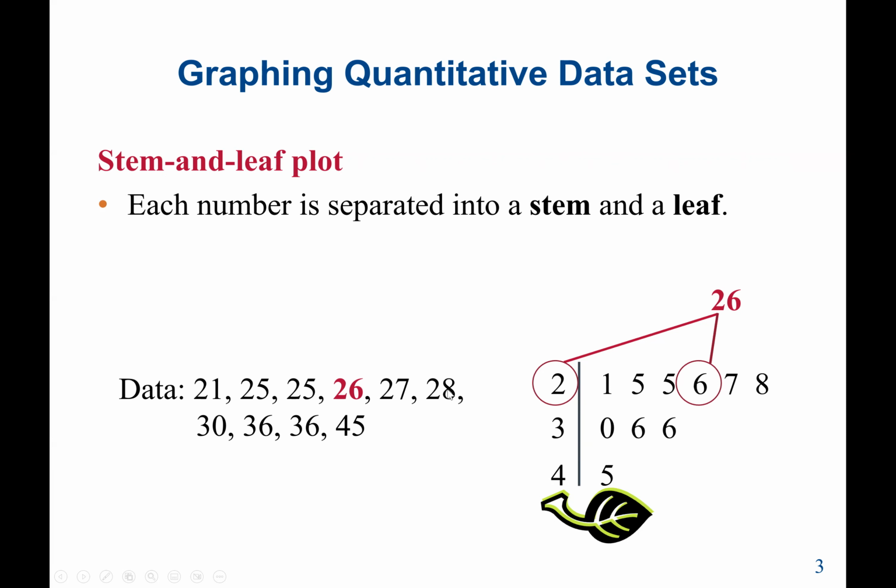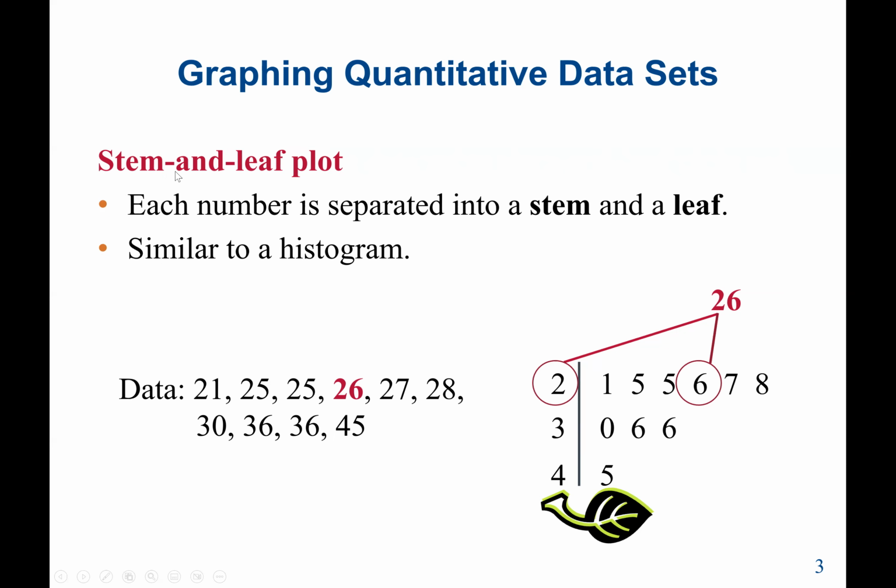In this case, we have 2 digits. So for example, we have 3 and the leaves are 0, 6, 6, which means we have 30, 36, and another 36. So when we look at our data, we can see we have 30, 36, and 36. Then in the 4, we have only 45.